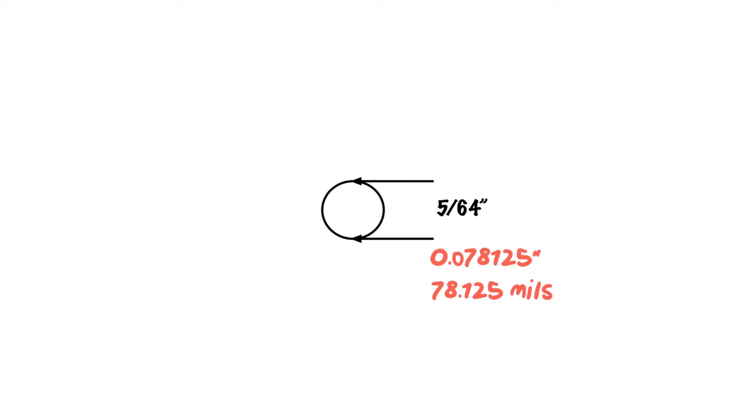So we end up with 78.125 mils. Now we're going to convert this to circular mils. Circular mil area is your mils squared. So we're going to take 78.125 and we're going to square it to get our circular mil area. In this case, that works out to be 6,103.5 CMA, circular mil area.